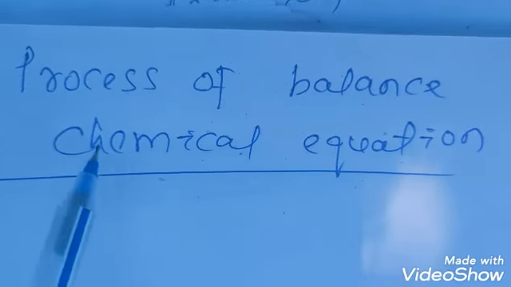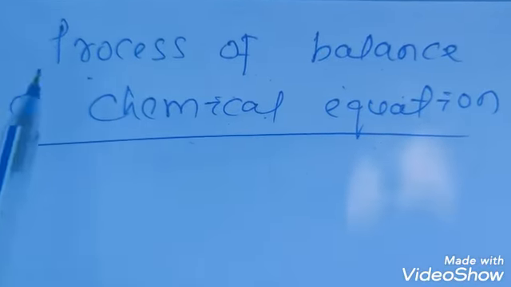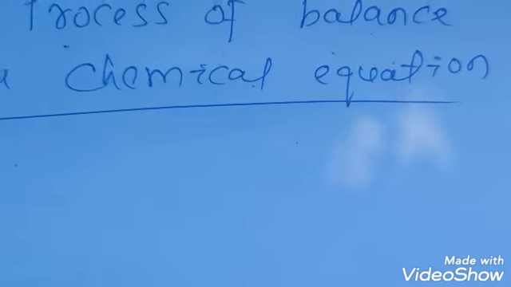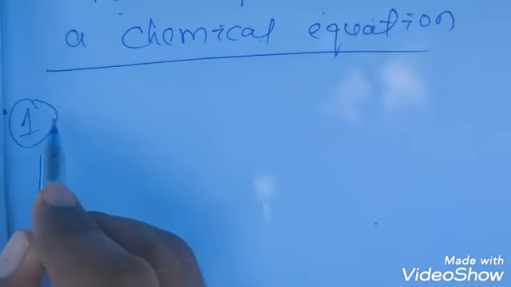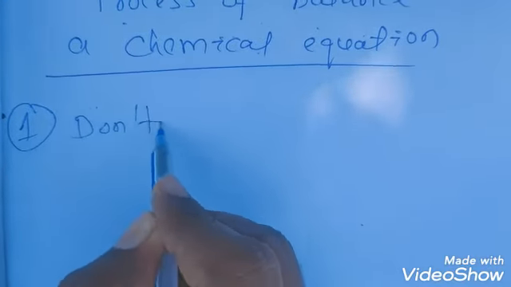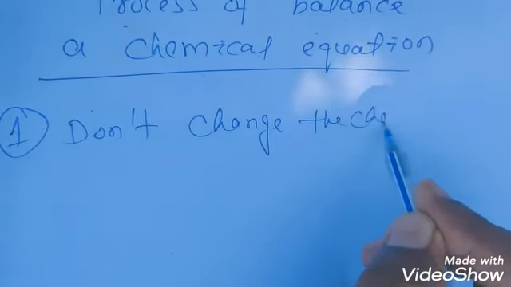Now I will inform you about the process of balancing a chemical equation. How can a chemical equation be balanced? In which process? Let's start. The first process is: don't change the chemical formula.